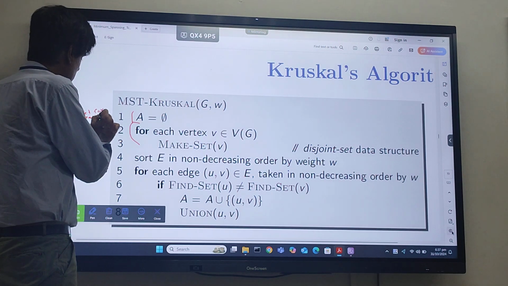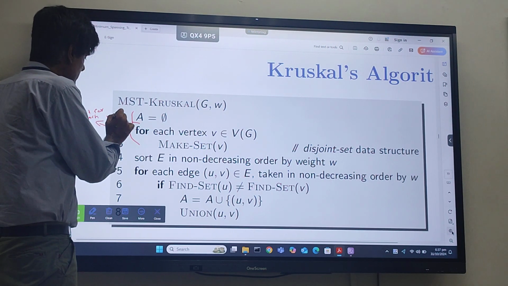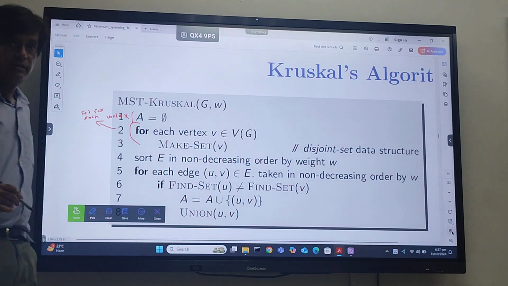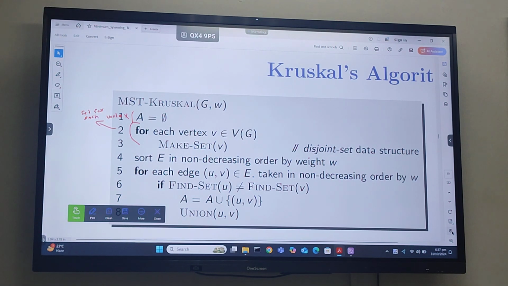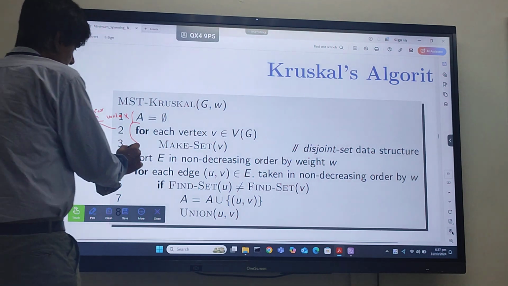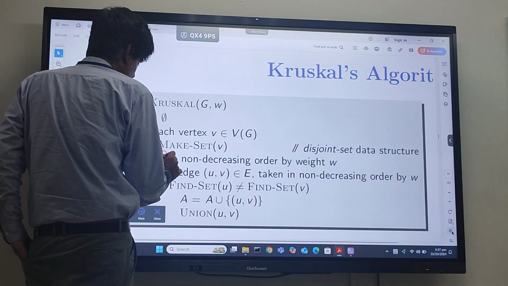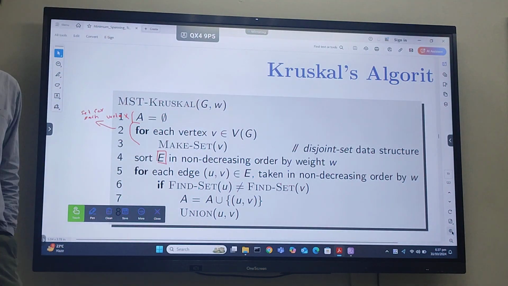each vertex. So we create a separate set for each vertex. We sort the edges, from the smallest to the largest.